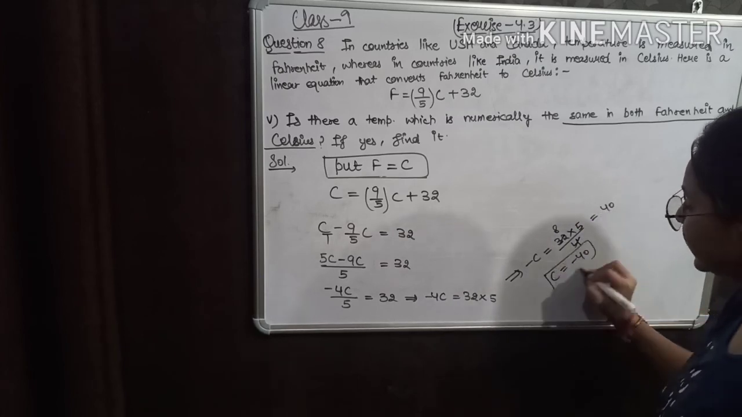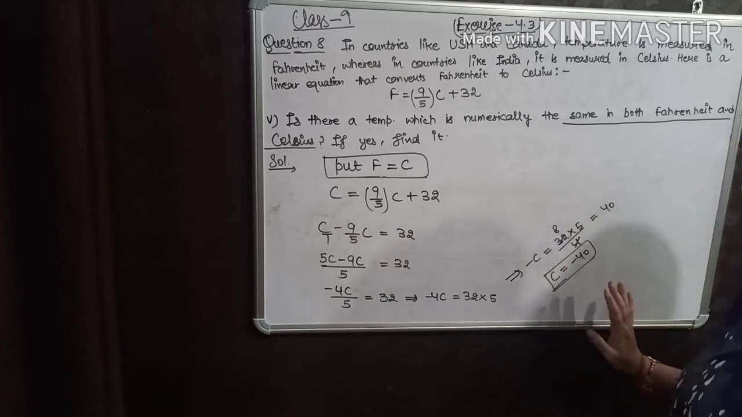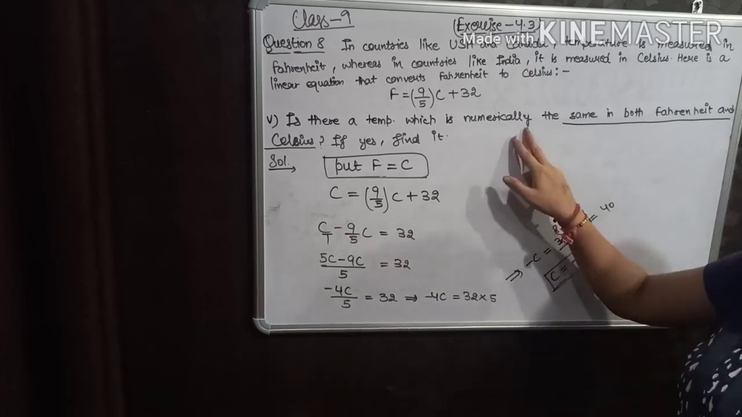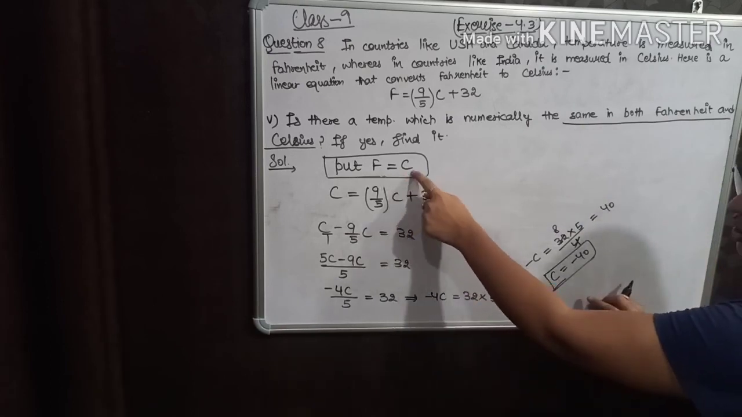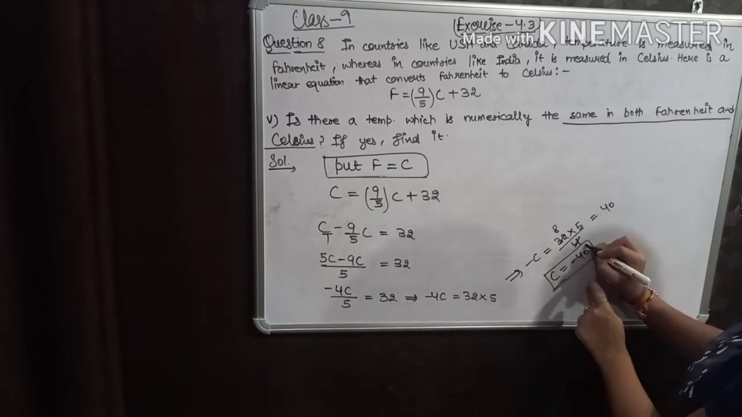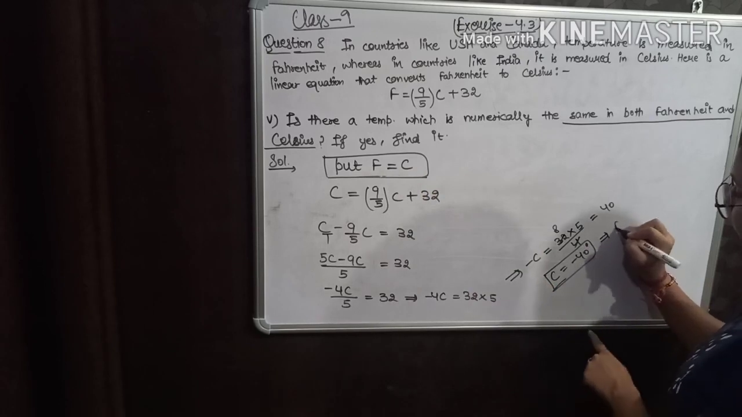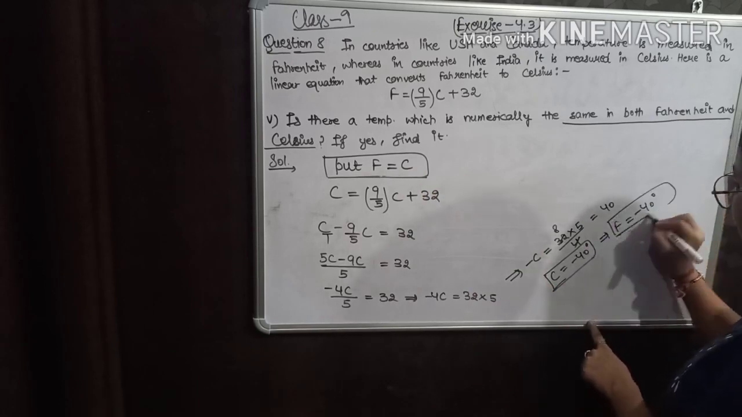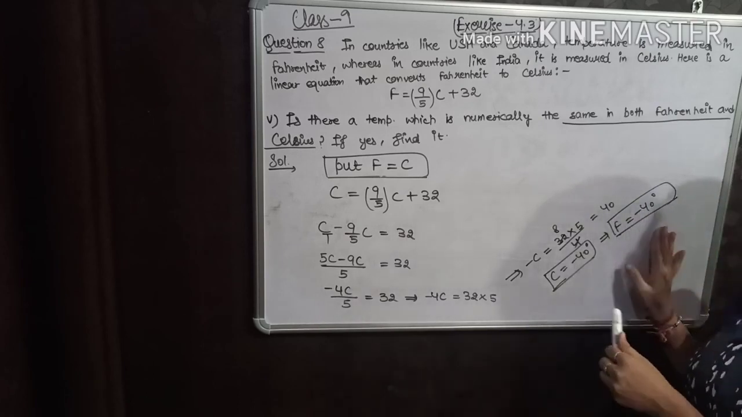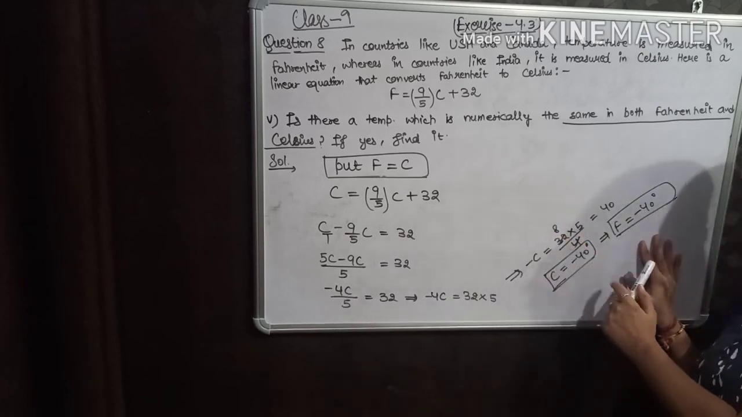It means you can say that yes, there exists a temperature which is numerically the same in both, because you have taken F is equal to C. If C is equal to minus 40 degrees, it implies F is also equal to minus 40 degrees. So yes, the temperature exists and the value is minus 40 degrees.